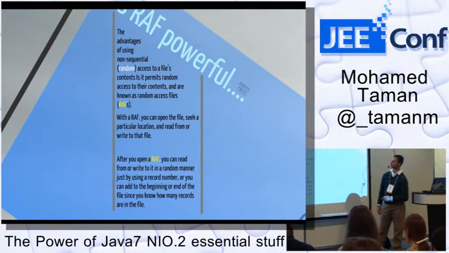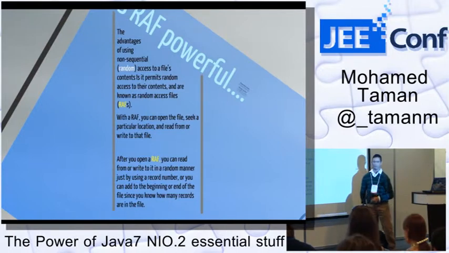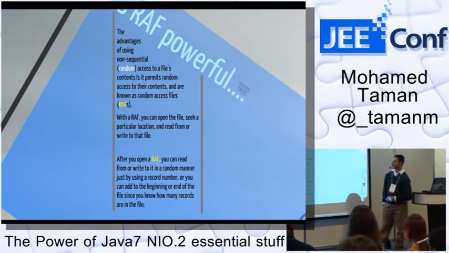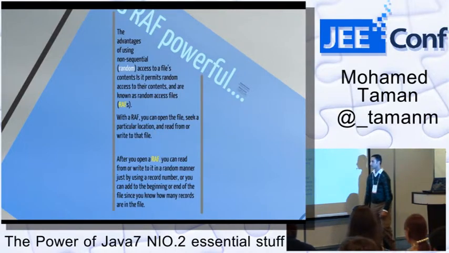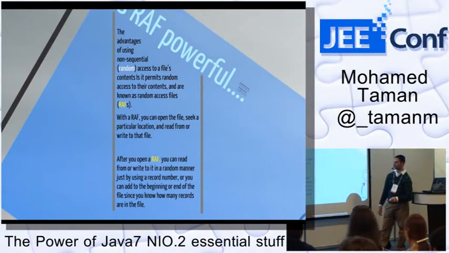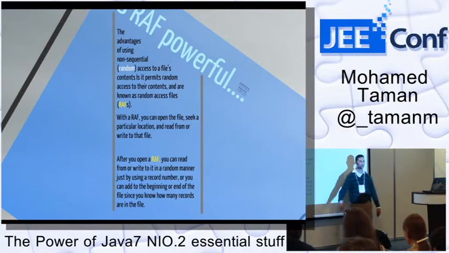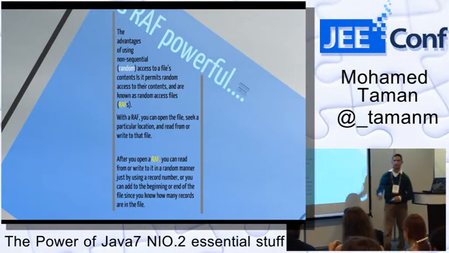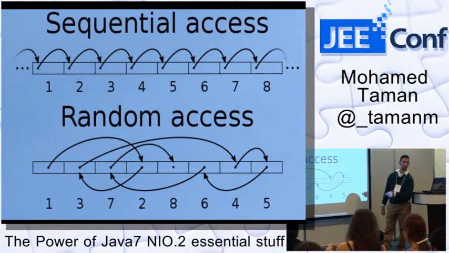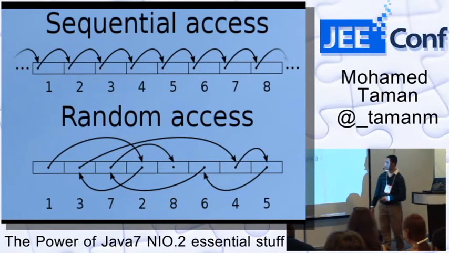Files permitting random access to their content are known as random access files, which is RAF. With RAF, you can open a file, seek a particular location, and read from or write to that file. After you open the RAF file, you can read from or write to it in a random manner using a channel, and we will see the relationship between the operations. This is normal sequential reading line by line, while in a random access file I can jump to any location without any restrictions.